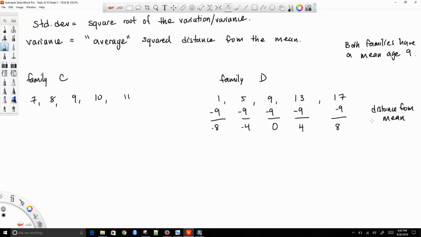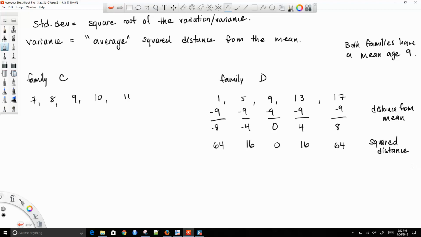And then I'm going to square the distances, the squared distance. I just take each of these distances and square them. Anytime you square a number, you're always going to get a positive, because a negative times a negative gives you a positive. So -8 becomes positive 64. 4 squared becomes 16. 0 squared becomes 0. 4 squared becomes 16. And 8 squared becomes 64. Is that okay? Squared distance.